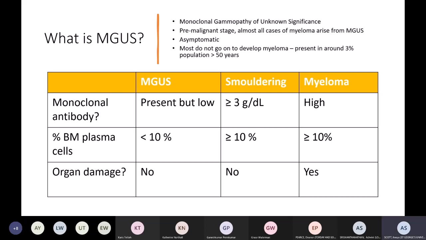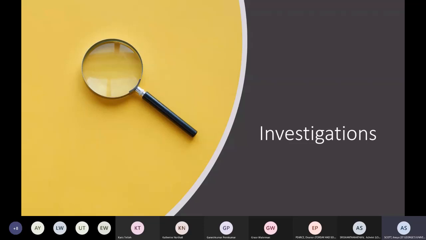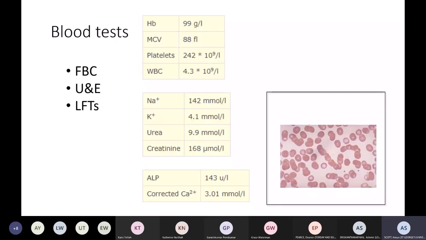And then in myeloma, you've got this really high production of one antibody. Your bone marrow will have more than 10% of plasma cells, and you've also got the signs of organ damage. So you've got the renal failure and the bone pain and anemia and all of that. So that's the difference. I hope that helps. We're going to go on now to talk about some of the investigations that you do for myeloma.